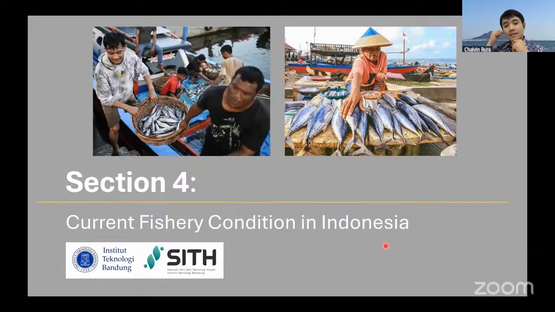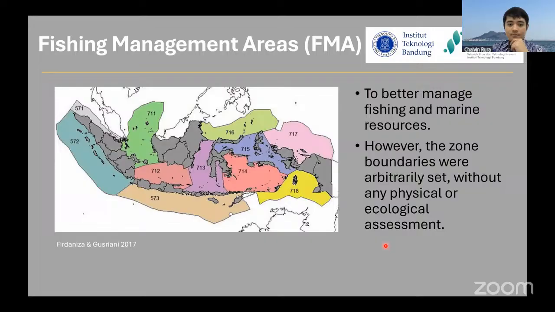In section 4, we'll now enter the current trend or fishery condition in Indonesia. In Indonesia itself, how is the area regulated? Because we have so many seas and a very wide area, it's divided into fishing management areas, or FMA. There are 11 fishing management areas, and this is to better manage the fishing and marine resources.